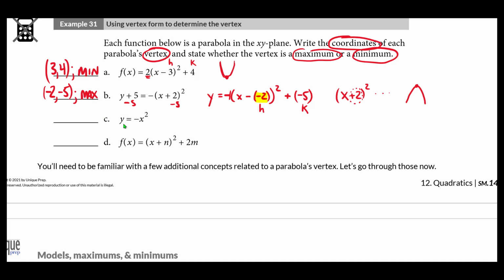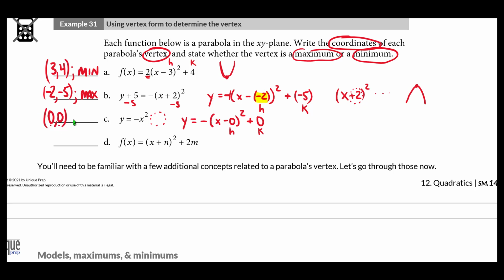In the case of example C here, so what I'm going to do is this. I'm going to expand this out a little bit, and I'm going to write negative x minus 0 squared. X minus 0 squared is no different from x squared, and then we are adding to that 0, right? There's no number out here, so really in effect what we're doing is we're adding a 0. So I can see that my h and my k both are zeros. So my vertex here is going to be the origin. It's going to be 0, 0.